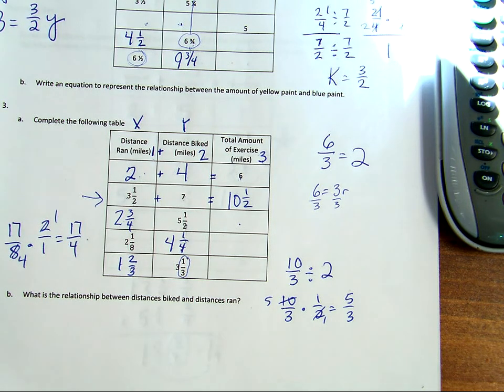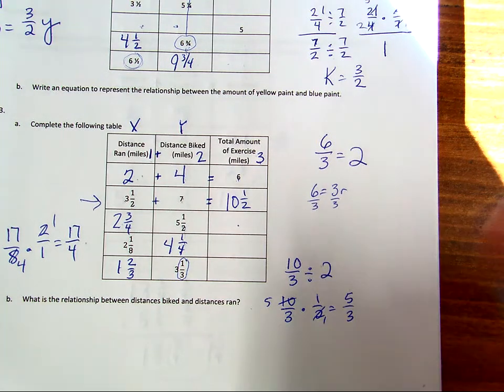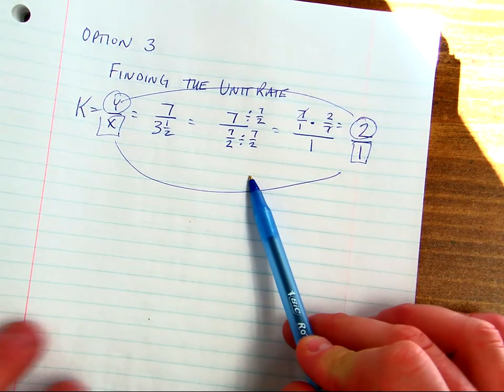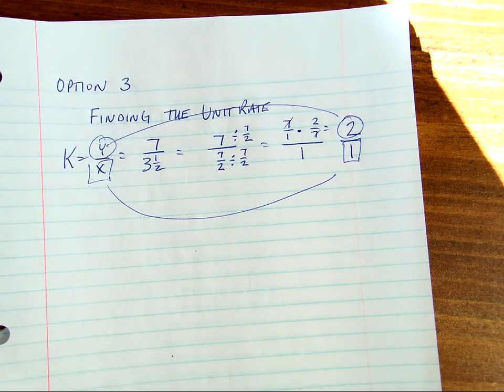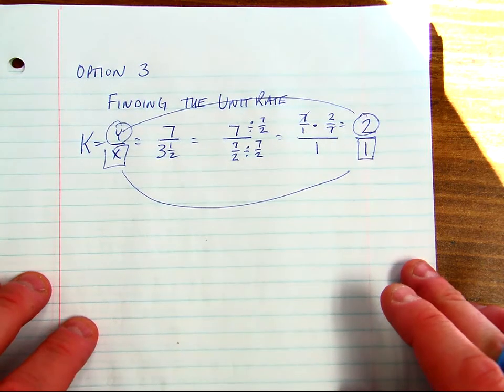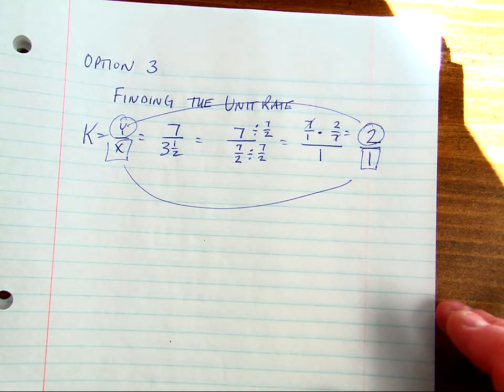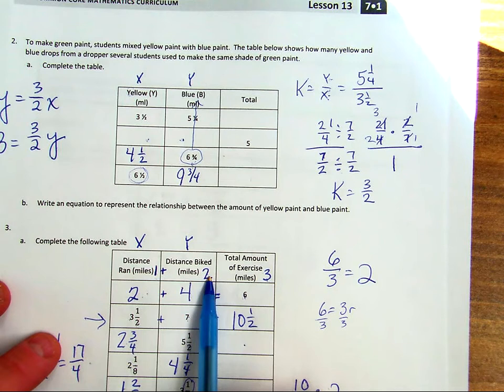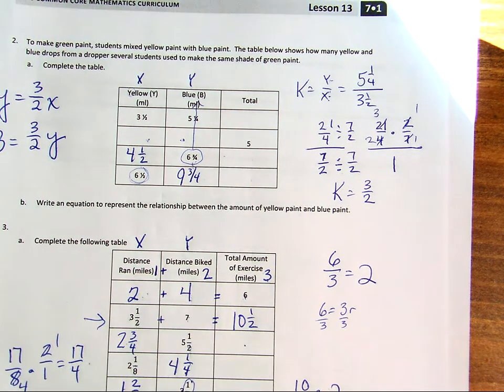So that is the method for option 3, which is finding the unit rate. And you can use either one of these options, whether it's setting up a proportion, whether it is using an equation, or whether it's finding out what the unit rate is, 2-to-1, and then you divide to get this and multiply to get this. Either way, either option, you're going to get the right answer.